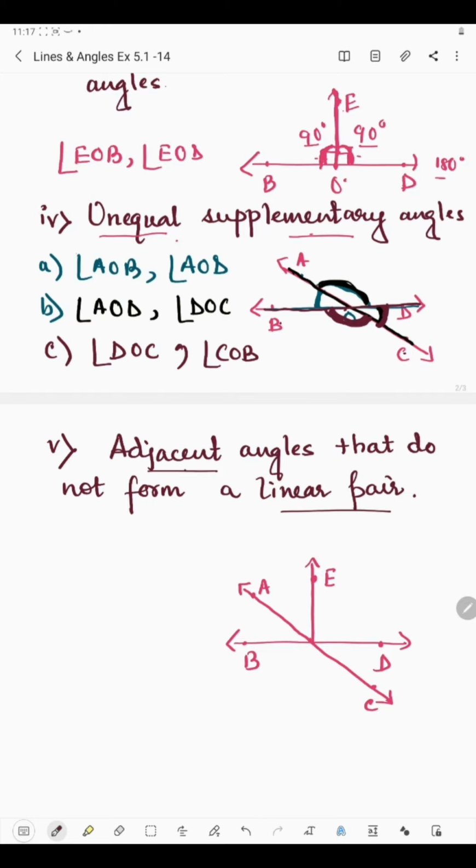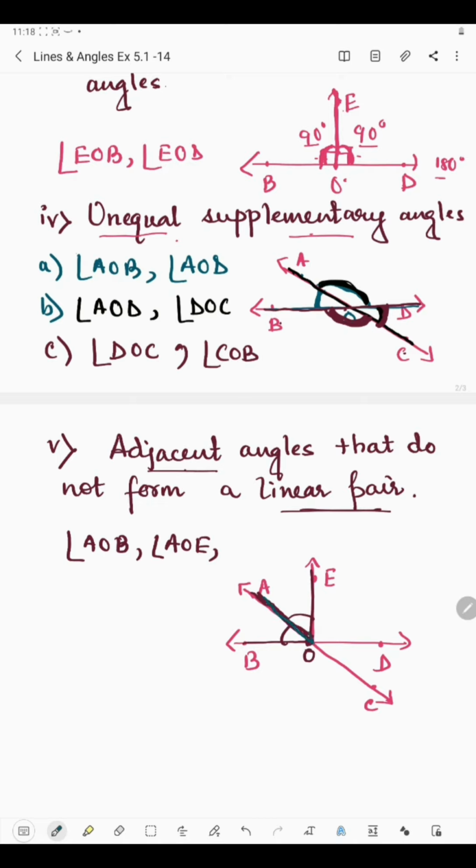Now see in the figure, BOA and AOE are adjacent angles. Why? Because they share the common vertex which is O and the common arm which is OA, and they don't form a linear pair also because it is not a straight line, right? So here angle AOB and angle AOE.